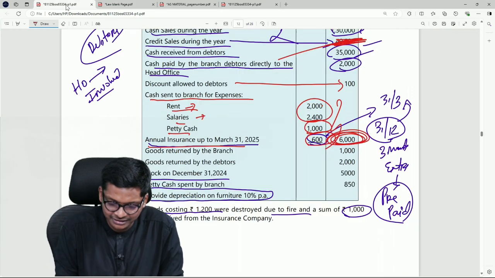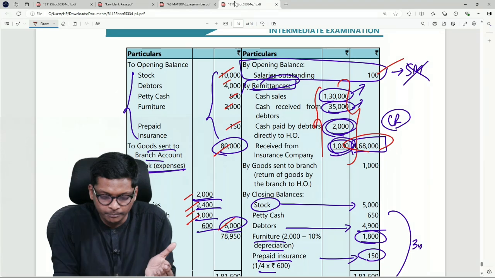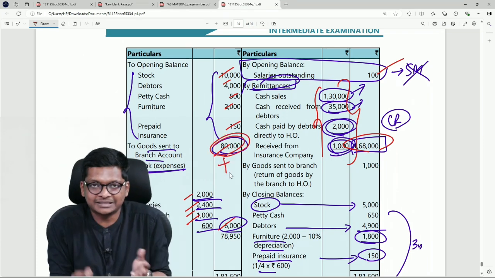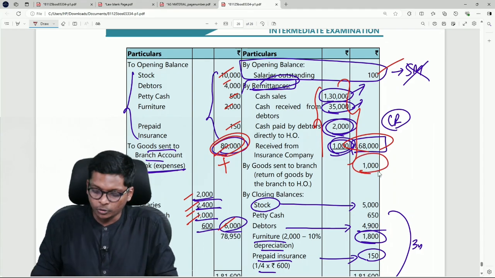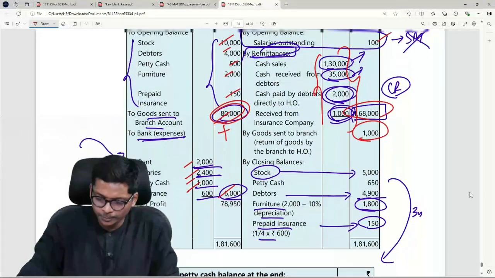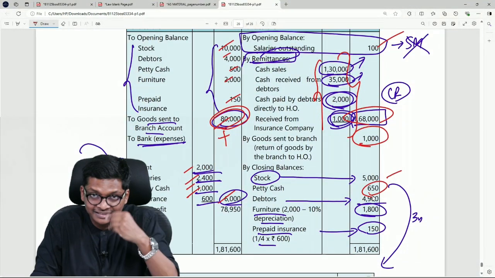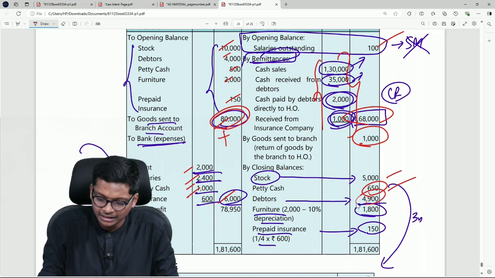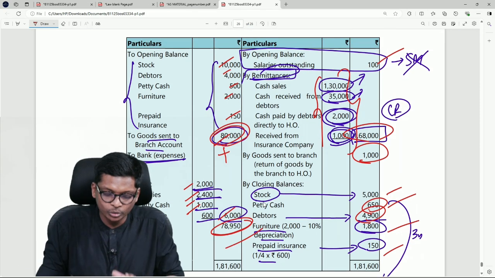Now next one adjustment, goods returned by the branch. So if branch is getting goods, debit side; if branch is sending the goods back to head office, 1000 rupees if it's sent back, and then closing stock, and the closing petty cash we will discuss in next minute. This is done, debtors is done, furniture is done, prepaid is done. So you get everything we have discussed over here guys. So you get net profit.